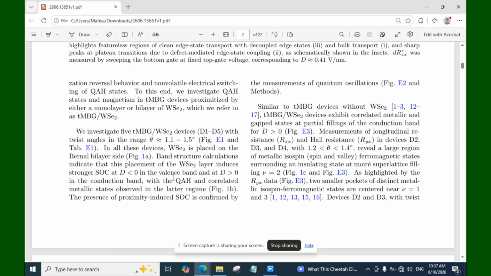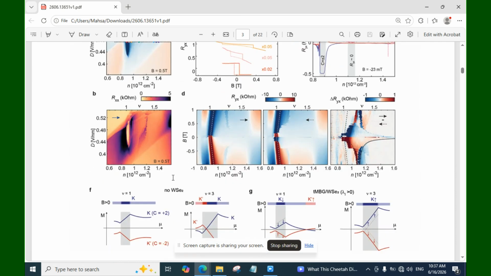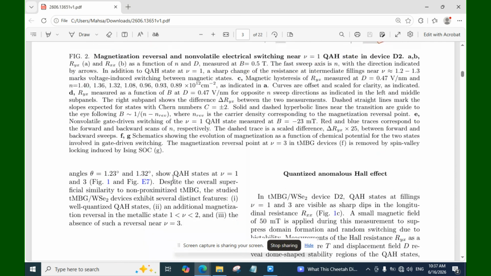Two smaller pockets of distinct metallic isospin ferromagnetic states are centered near nu equal to 1 and 3. Devices D2 and D3, with twist angles theta equal to 1.23 degrees and 1.32 degrees, show quantum anomalous Hall states at nu equal to 1 and 3. Despite the overall superficial similarity to non-proximatized TMBG, the studied TMBG/WSe2 devices exhibit several distinct features: well-quantized QAH states, an additional magnetization reversal in a metallic state at nu between 1 and 2, and the absence of such a reversal near nu equal to 3.